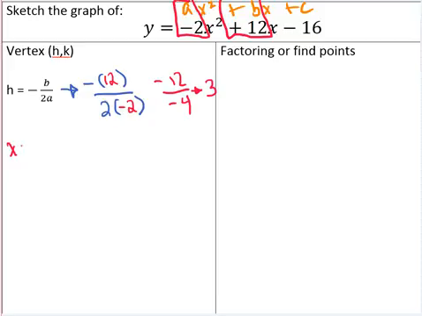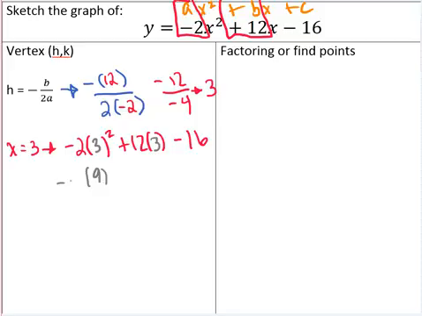Now we're going to set x equal to 3 and plug it in to negative 2x squared plus 12x minus 16. We said that we're going to plug in 3, so let's calculate this now. 3 squared is 9, times negative 2 is negative 18. Okay, negative 2 times 9 is negative 18. 3 times 12 is positive 36 minus 16.